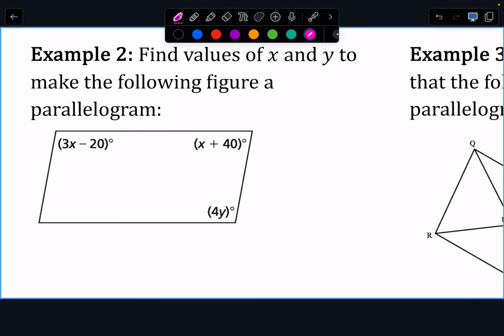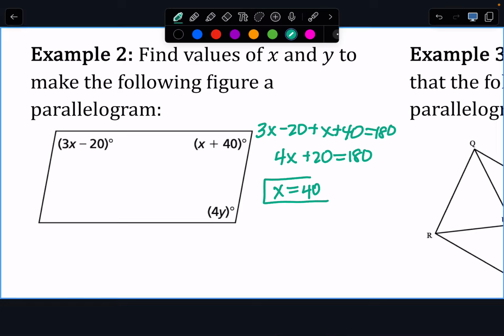All right, Corbin, what'd you get for X? Okay, Corbin got X equals 40. Okay, Luca, how did you get X equals 40? 4x plus 20 equals 180. So, do you mean 3x minus 20 plus x plus 40 equals 180? Yeah. And that's how you got 4x plus 20 equals 180? Yeah. Okay, this is fine.